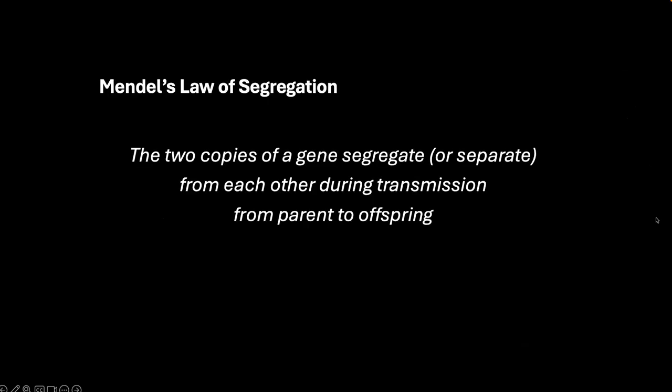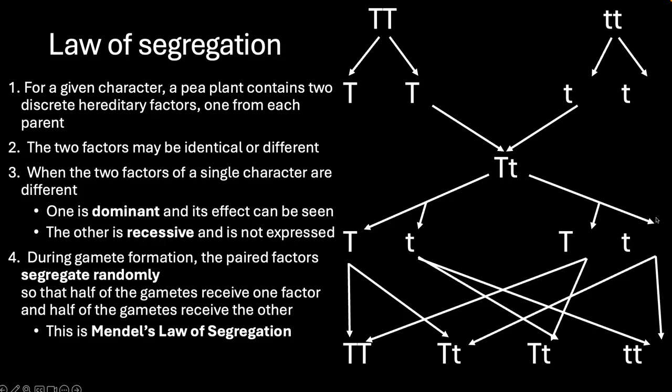So Mendel's work with single factor crosses led him to propose his first rule, known now as the law of segregation. This law states that each organism has two copies of a gene that segregate from each other during transmission from parent to offspring. Each parent only passes on one of the two gene copies.